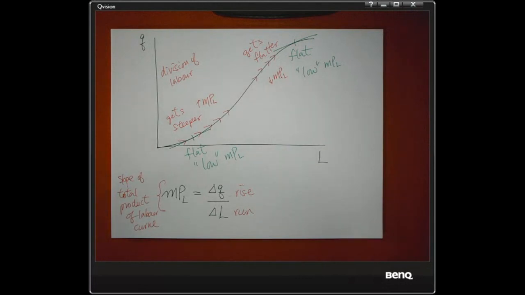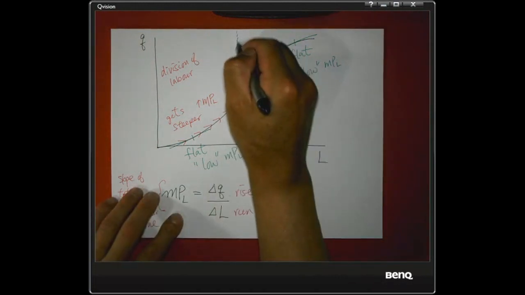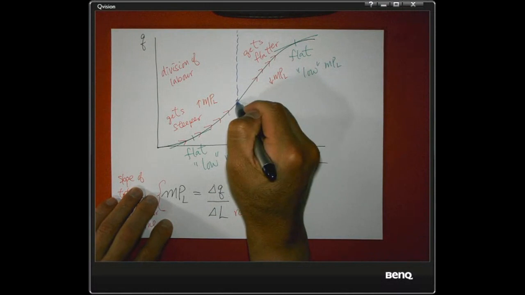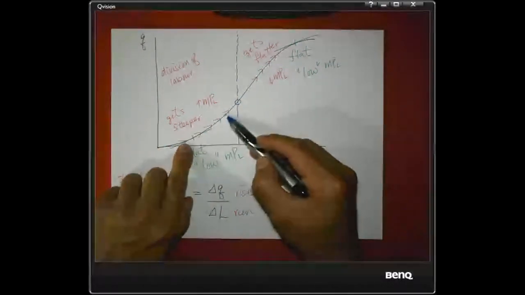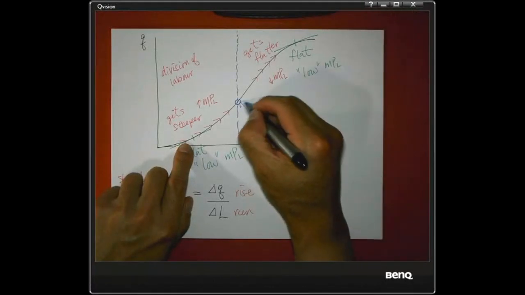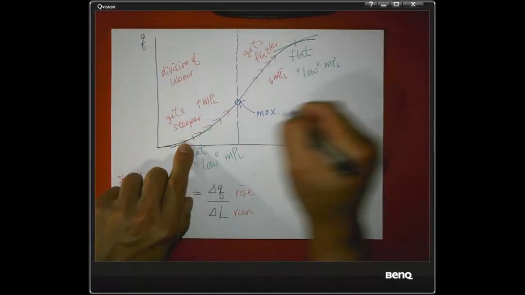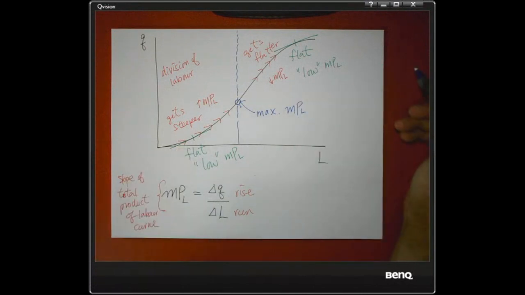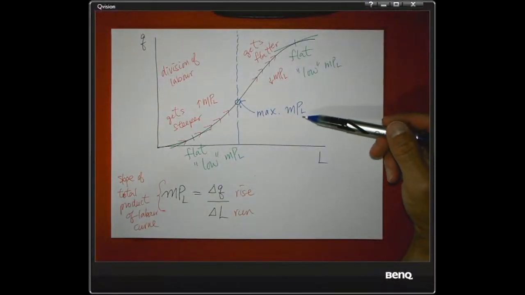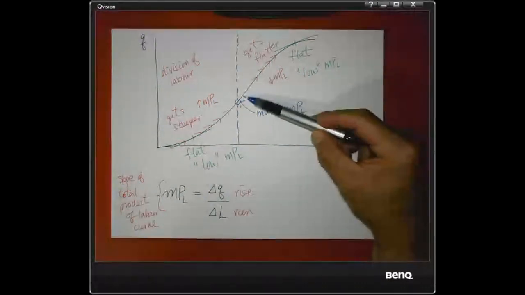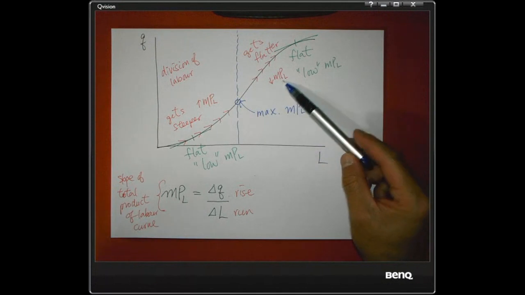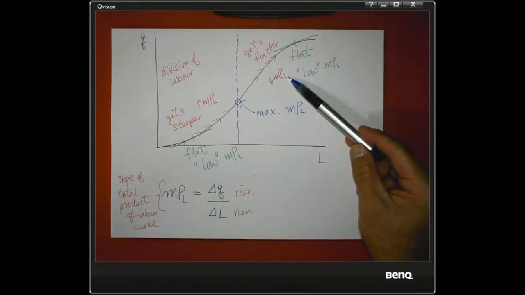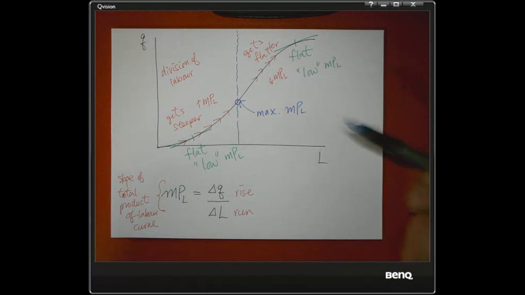There must be a turning point. And that turning point is somewhere in here. That is, when the marginal product of labor increases and then reaches this point where you get the maximum marginal product of labor. And once you reach the maximum, then it begins to decline. So this is what the textbook referred to as diminishing marginal product of labor.